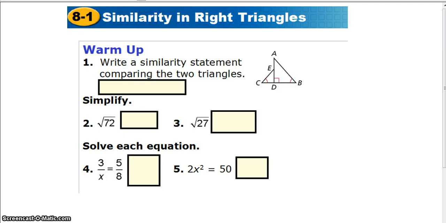Welcome back, geometry students. We are in Chapter 8, first section, Similarity in Right Triangles. Please pause the video, try these problems, and come back to check your work.